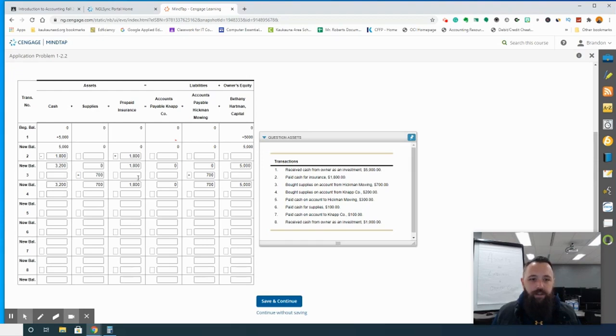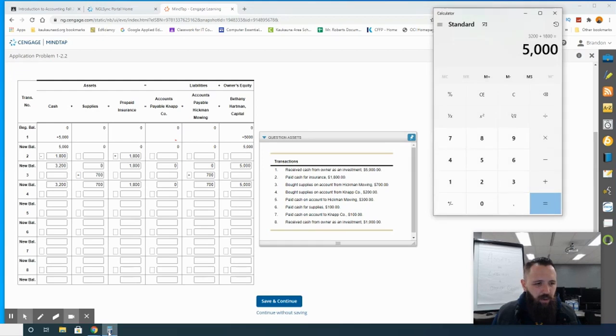So next we have transaction number 4. And I'm not going to add this up yet. Well, actually, yeah, let's do it real quick. So let's add up the left-hand side, all of our assets. We have 3,200 plus 700 plus 1,800. That equals 5,700. And then over here, we have 700 plus 5,000. That's 5,700. Our left side equals our right side. We're doing everything correctly.